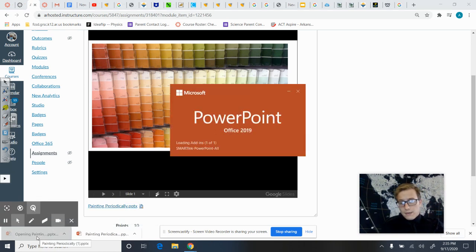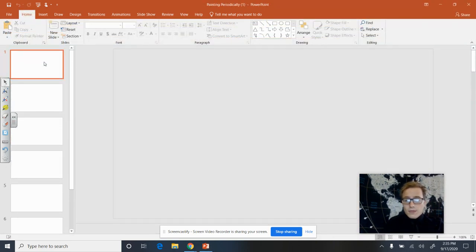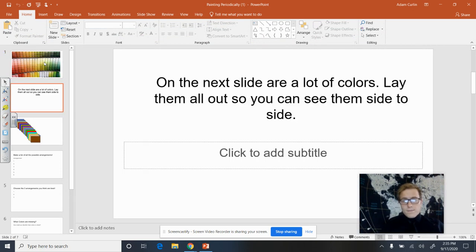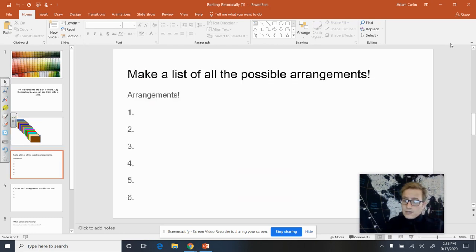So they'll open it up. This will make them automatically their own copy, which is great about this. So they enable editing. Now here's all the paint chips. Here's painting. So on the next slide are a lot of colors. Lay them all out so you can see them side to side. So they will have all these colors. They have to arrange them so that they can see them side by side. Moves into the next question.